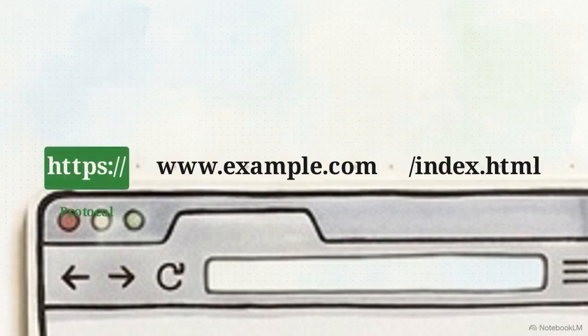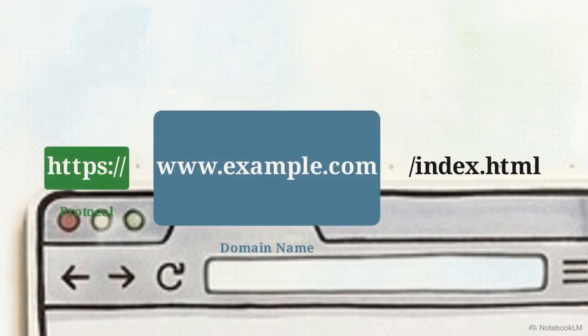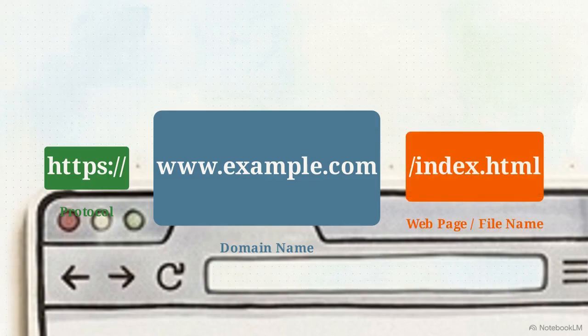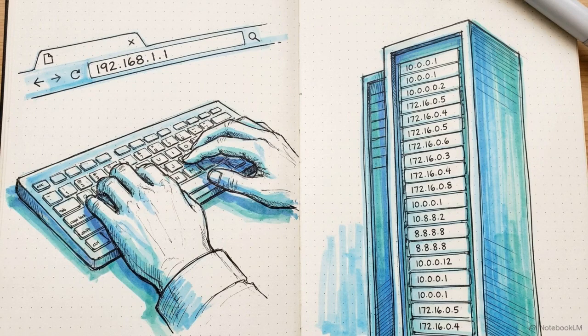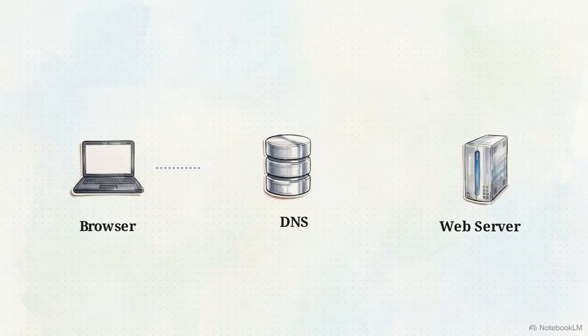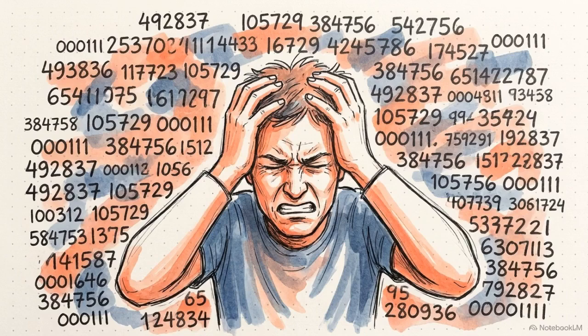It is a text-based address that can contain the protocol, the domain name, and the specific web page or file name. These text addresses are readable for humans, but web servers route traffic using numerical IP addresses. This chart shows the browser sending the domain name to a domain name server, or DNS. The DNS acts as a directory, looking up the text and returning the numerical IP address required to locate the web server. Without this instantaneous translation, web browsing would require us to memorize a complex string of numbers for every site we wanted to visit.